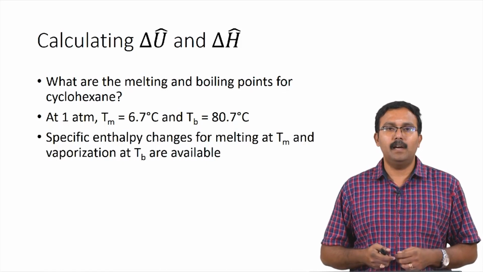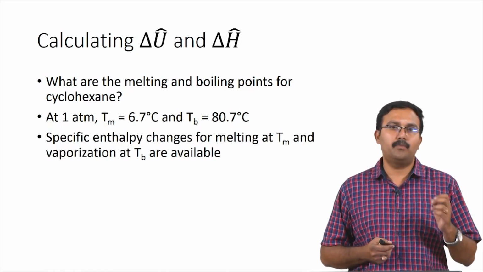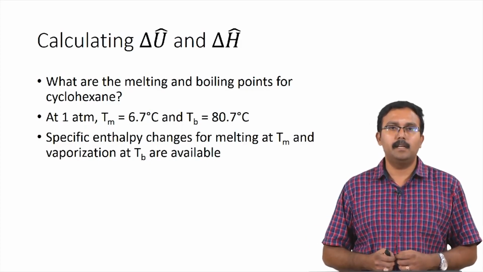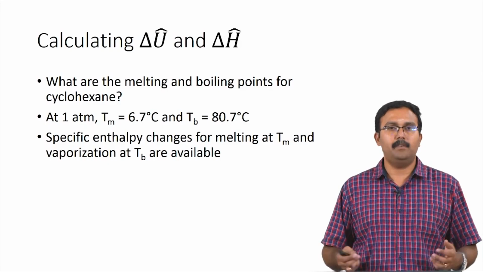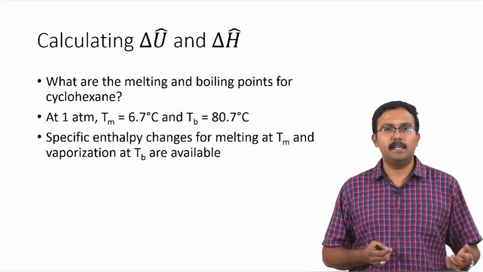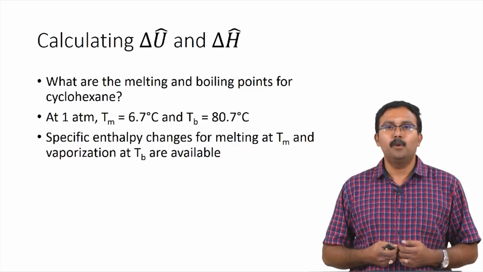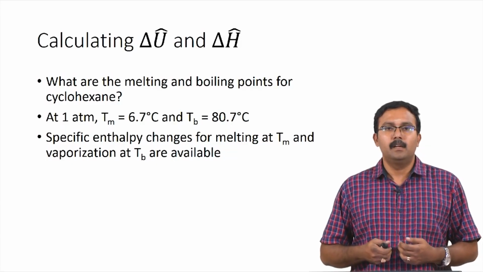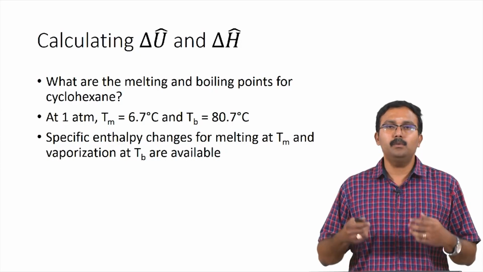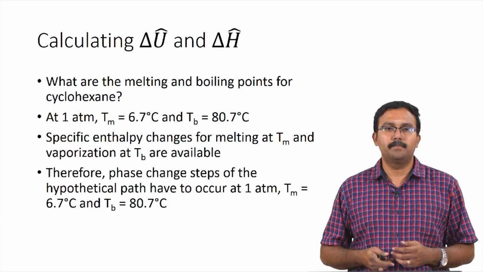Now that we know these two values, we should verify if the specific enthalpy changes for the process of melting and vaporization are available in some handbooks. Usually these are available in handbooks given for data, such as Perry's handbook, or even one of the prescribed textbooks has appendices which have these data. So, using these enthalpy values, we would be able to directly plug them in for the hypothetical path.